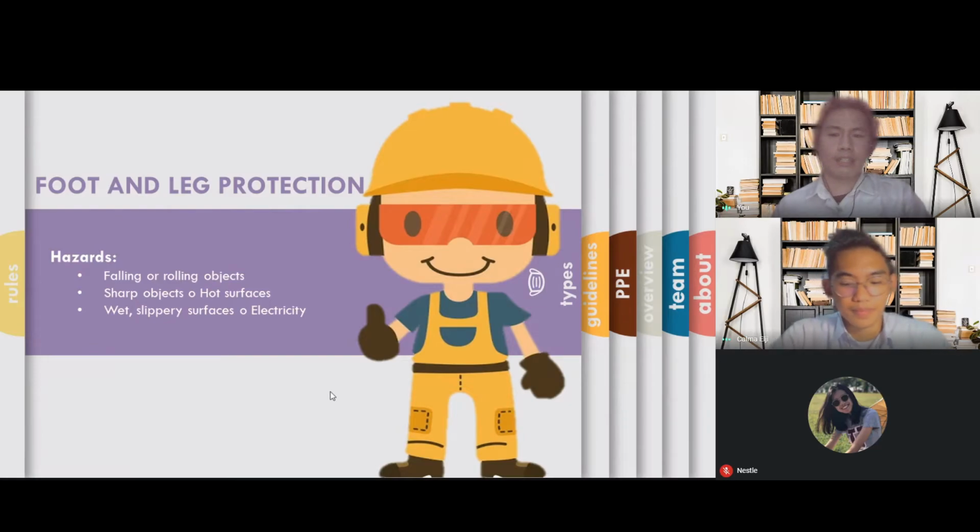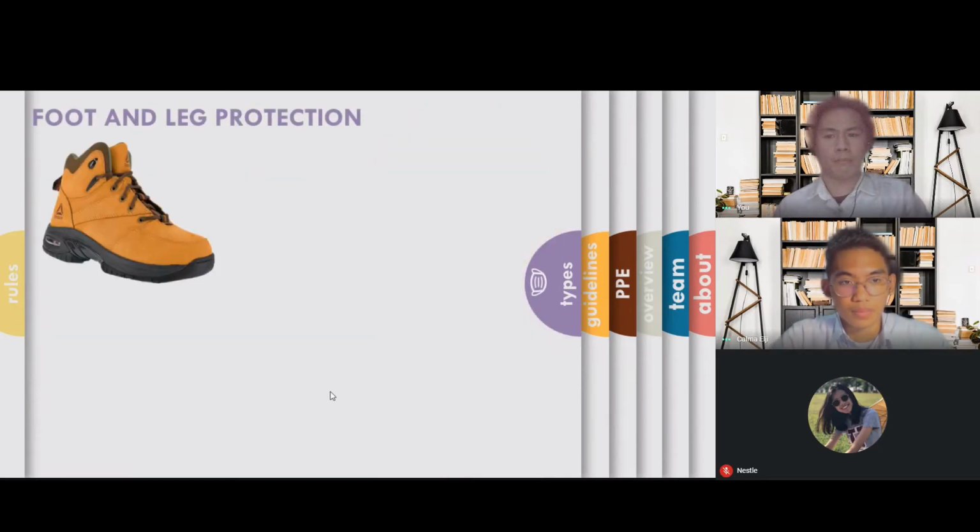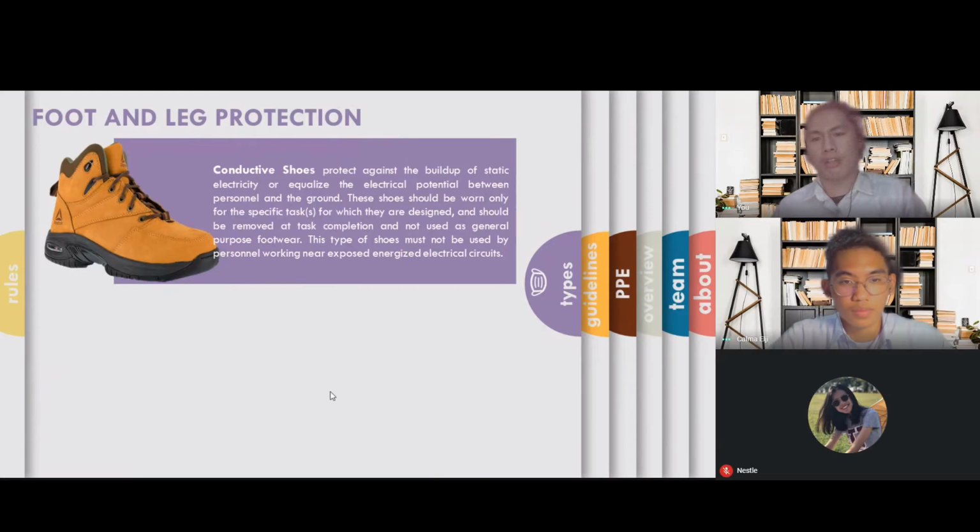So, for the next type, meron tayong dalawang shoes para sa foot and leg protection. Ang una dito ay ang conductive shoes. Pinoprotektahan nito ang user against build-up of static electricity. Isinusuot lamang ito sa mga specific tasks sa workplace. Also, this kind of foot protection is not used as general footwear. Hindi rin ito magagamit kapag ang workplace is exposed sa energized electrical circuit.